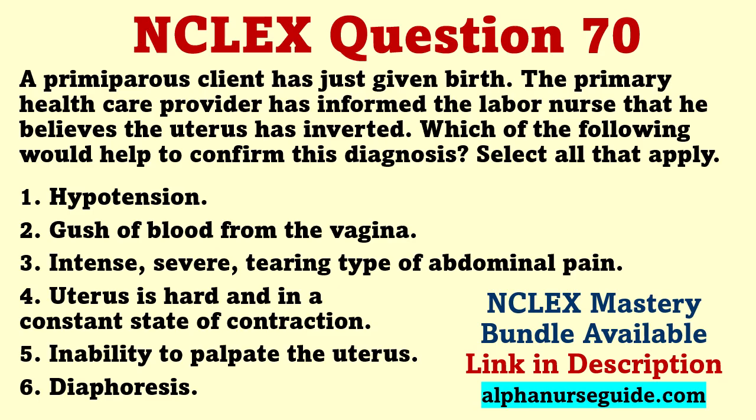The correct answers are 1, 2, 5, and 6. Uterine inversion is indicated by a sudden gush of blood from the vagina, leading to decreased blood pressure, and an inability to palpate the uterus, since it may be in or protruding from the vagina. Any signs of blood loss, such as diaphoresis, paleness, or dizziness, could be observed at this time.